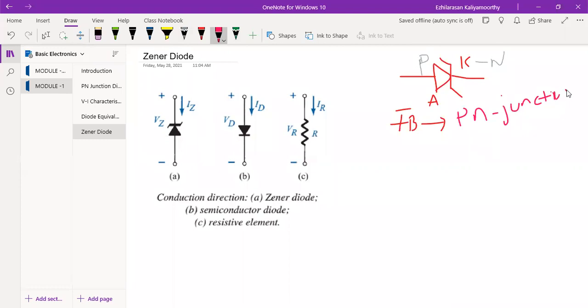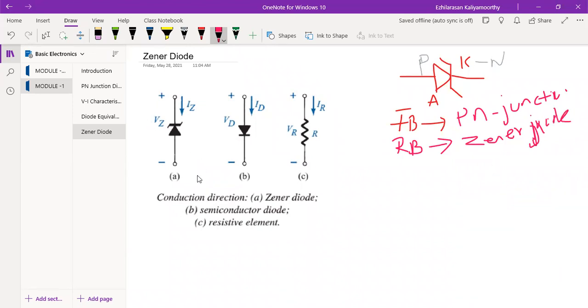But when the same diode works in reverse bias, that is, connecting the anode to the negative and the cathode to the positive, the cathode becomes more positive than the anode terminal, so a reverse current will flow. At that time it behaves as a Zener. So the Zener diode works in the reverse bias.